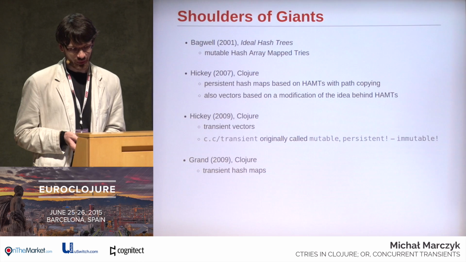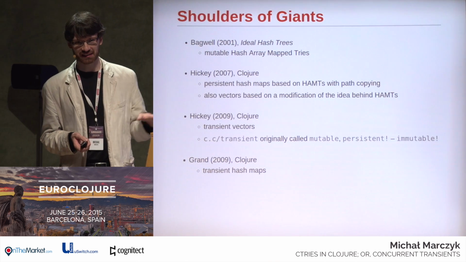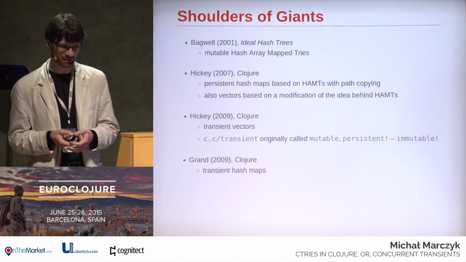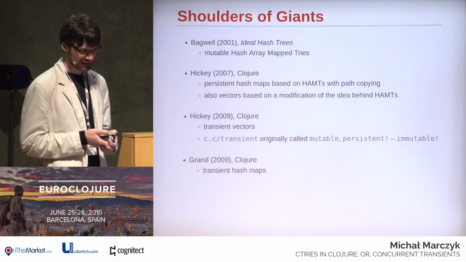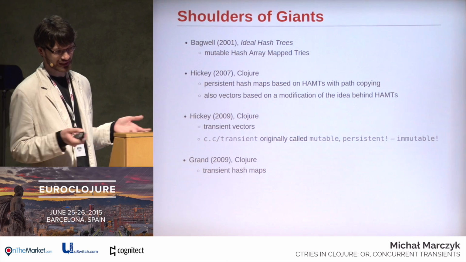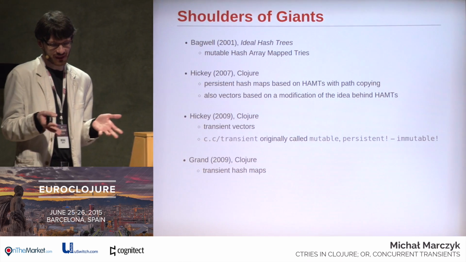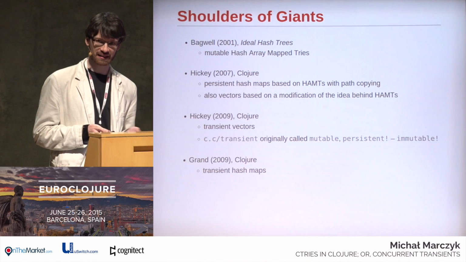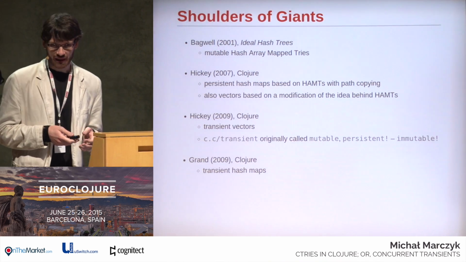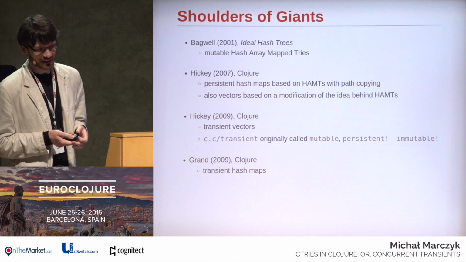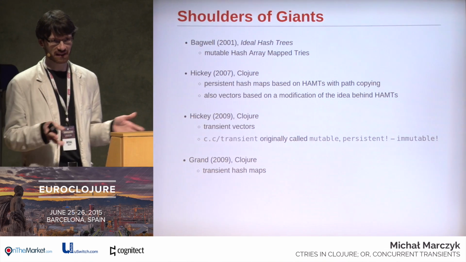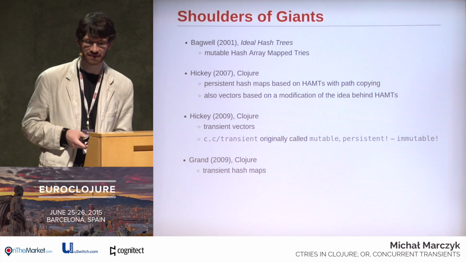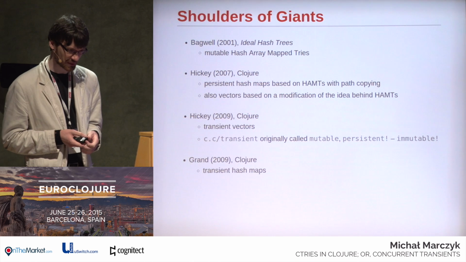So firstly, by way of introduction, I'd like to mention just a few points on the evolutionary path that led to ctrees' development. And undoubtedly, the correct starting point for that is Phil Bagwell's 2001 ideal hash trees paper, which introduced the data structure known as the hash array mapped trie in the literature, which we have come to know in its persistent rendition as the persistent hash map in Clojure.